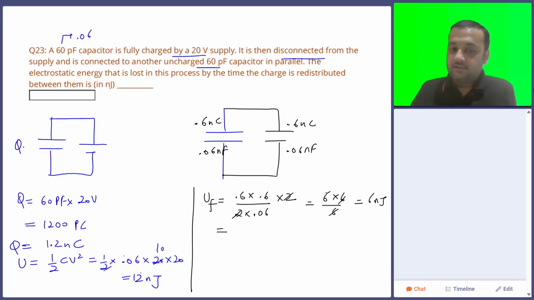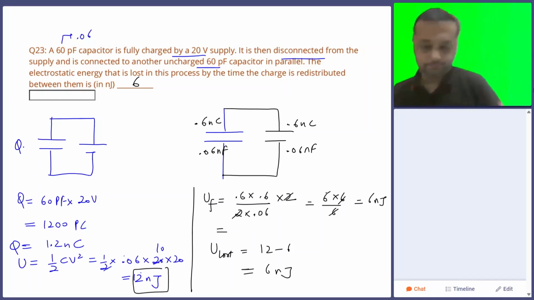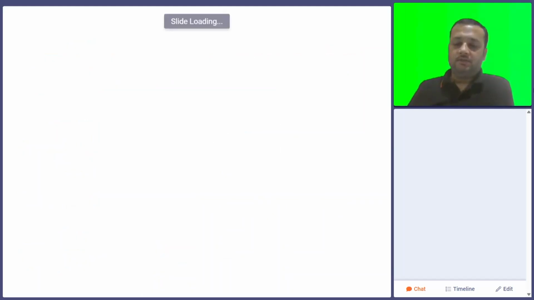And what was the initial energy? Initial energy was 12 nanojoules. So that means energy lost will be 12 minus 6. So we can say that it will be 6 nanojoules. That will be energy lost. So answer of this question will be 6 nanojoules. Okay. Let us do the next question.